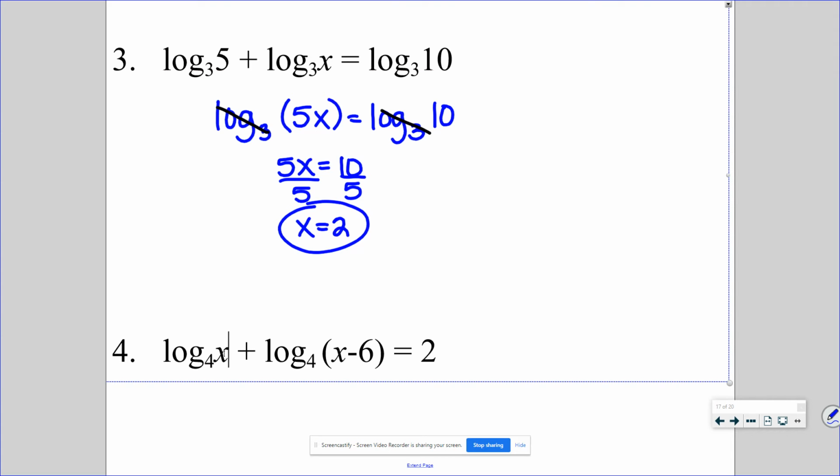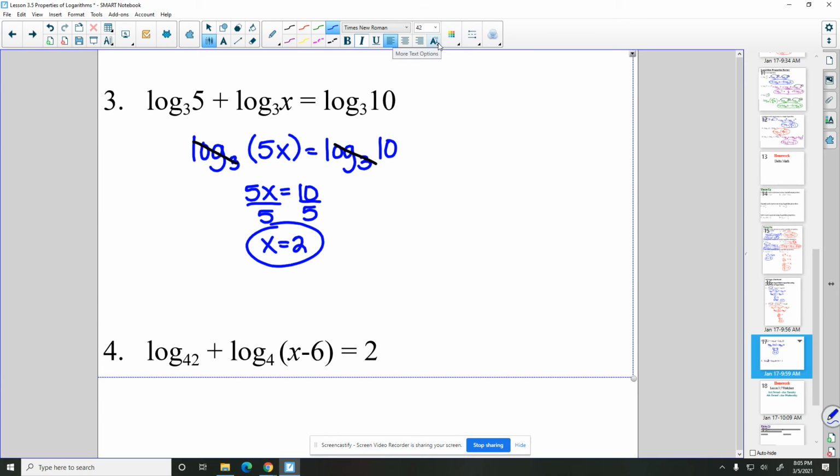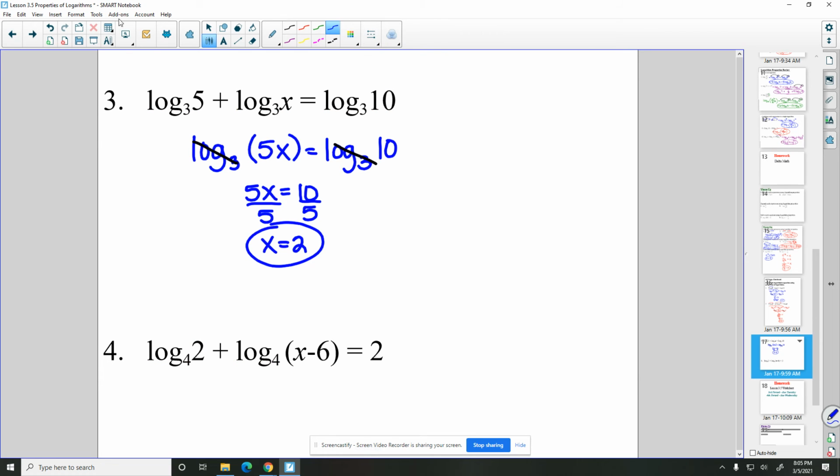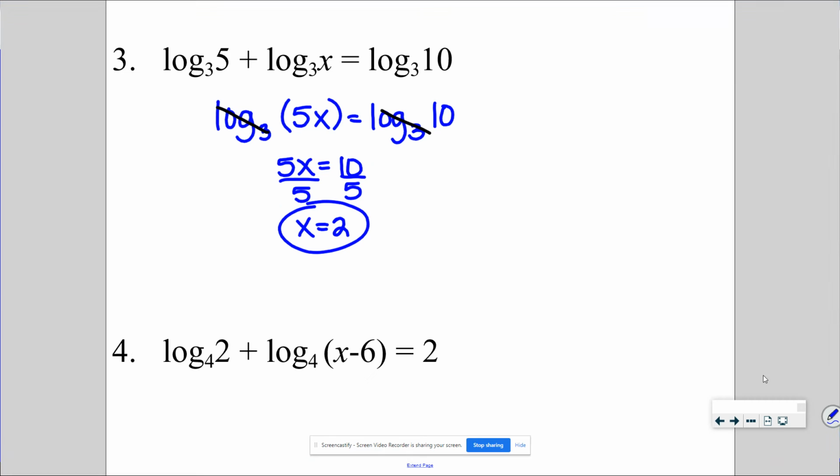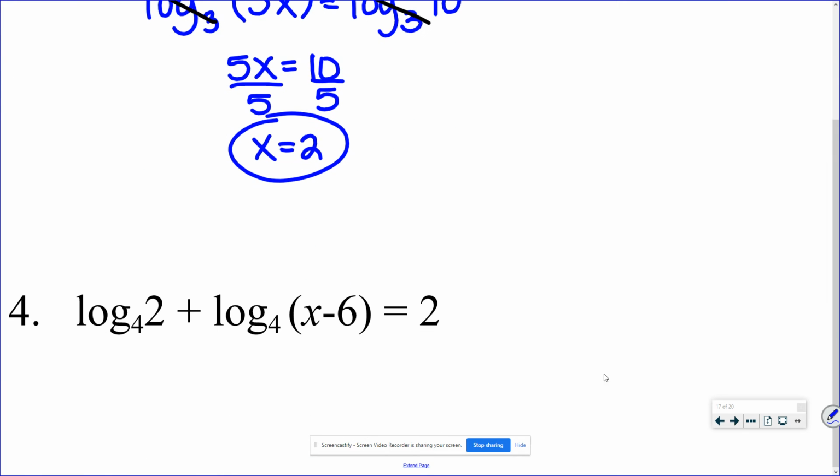Okay, I'm actually going to change this bottom equation real quick. Let me fix that. Let's change this number to a 2 instead of an x. I think that's going to be a lot easier to work with. So we're going to do one more, and you're going to want to pay close attention to this last example because it's going to be a little different than the other 3.